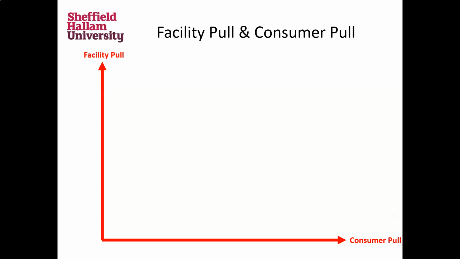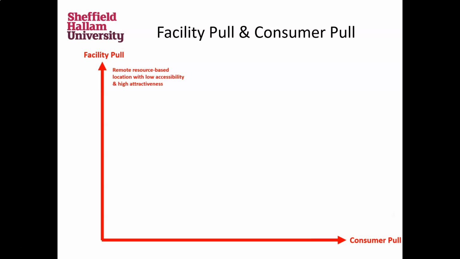Along this second axis, we've got consumer pull, and the further we go along this axis, the more likely we are going to need to locate facilities close to customers in order for them to use those facilities. So consumer pull is more important than facility pull for very local facilities.